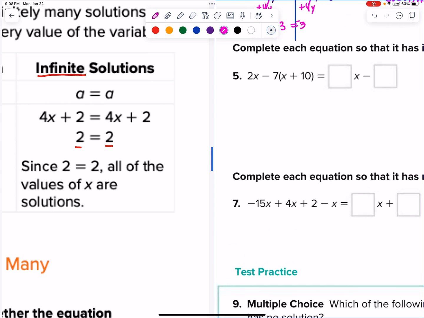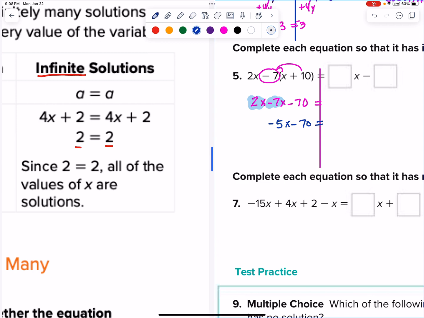Okay, we know step 1, separate our workspace. Step 2 is to simplify the one expression. And so we have a 2x minus 7x. Don't forget to distribute the whole negative 7. Negative 7 times 10 is negative 70. If we combine like terms, we have a 2x and negative 7x. Different signs subtract. Keep the sign of the bigger number. So we have a negative 5x minus 70.